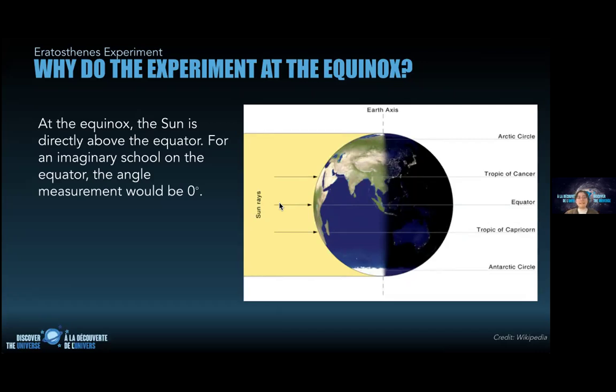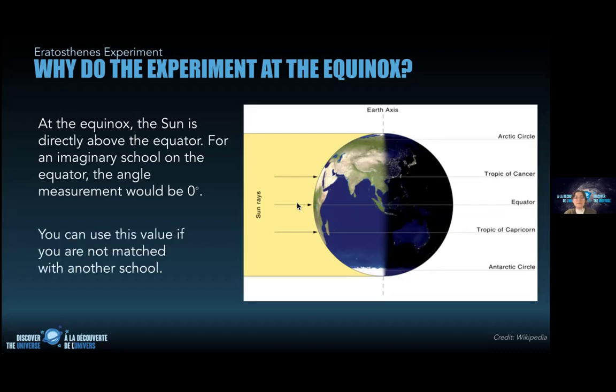When Eratosthenes did this experiment, he did it at the solstice. And you might notice, oh, why did he do it at the solstice and not the equinox? Well, at the solstice, instead of the sun being directly above the equator, it's directly above the Tropic of Cancer, and specifically at the summer solstice. So different times of year, it will not always be at the equator, having the sun directly above those locations. So that's why we do it on the equinox and get that measurement of 0 from the imaginary school at the equator.